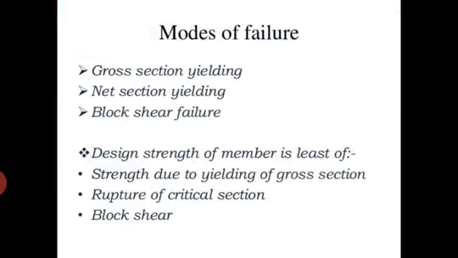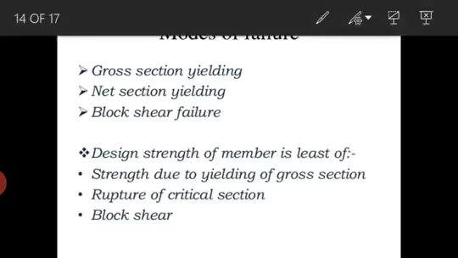Next, the modes of failure. This is very, very important. The modes of failure: the tension member may fail by cross section yielding, net section yielding, or block shear failure. If these three are overcome, then the member becomes safe.